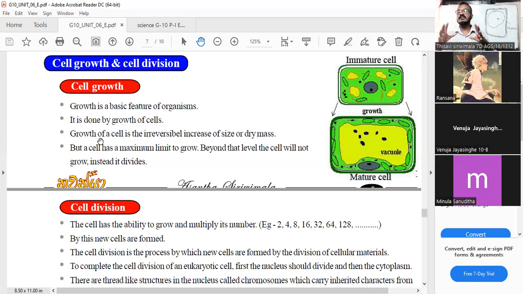So that will increase the size and the complexity of the cell, right? The mature cell will contain all the organelles required by it, and the functionality will be done within the cell. Your next subtopic will be cell growth. Then you have to draw the diagram on the side. Immature cell growing into a mature cell.